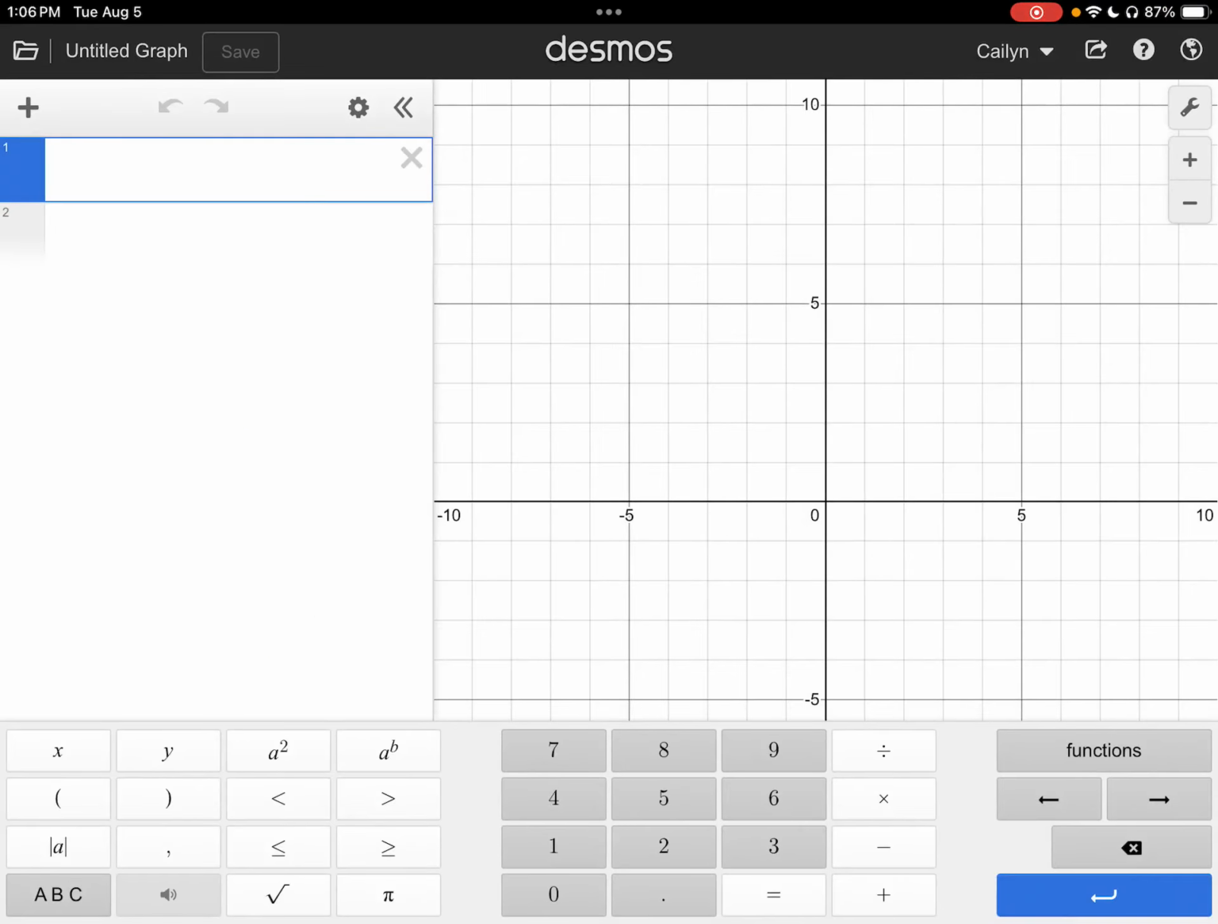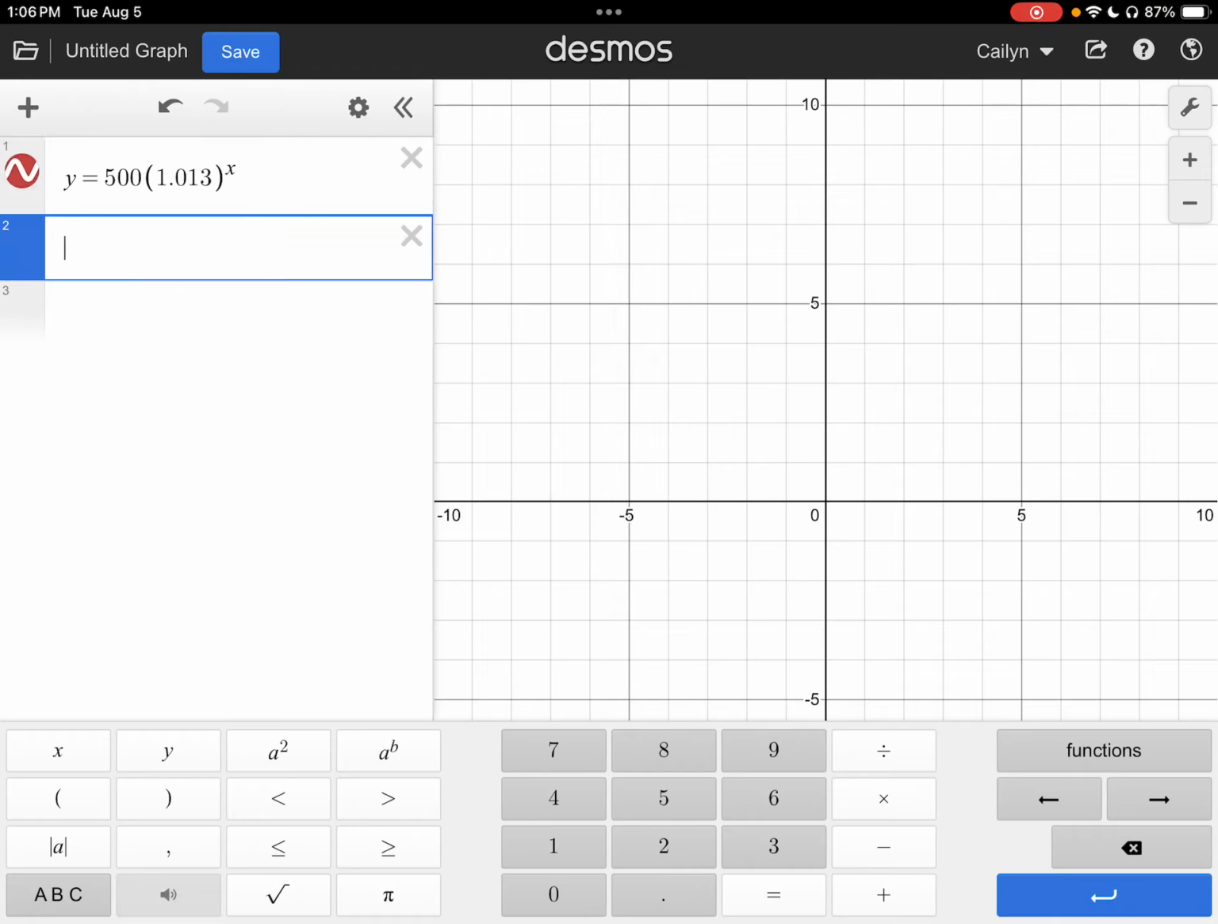All right, so let's graph this equation for Mr. Benjamin's car. So I'm going to type in y is equal to, actually the great thing about Desmos, you don't even have to put y is equal to, you can just start typing in the equation. So we're going to have 500, 1.013 to the xth power. And then we're going to have y is equal to 800.